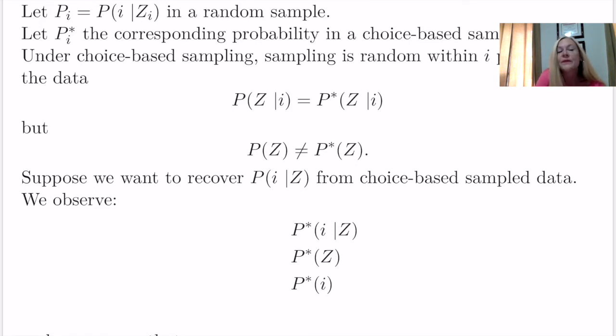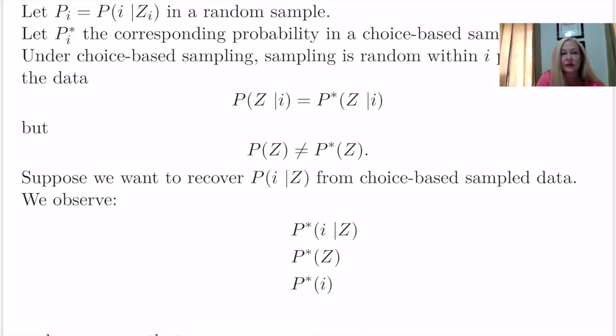A key thing that we're going to use is that under choice-based sampling, sampling is random within the I partitions of the data. So if you condition on the choice I, we're assuming you sample at random. But the overall P of Z is not equal to P star of Z. Let's say older people take the train, and you oversample people that are taking the train. Then of course the age distribution in your sample is not going to be like the random age distribution in the population.